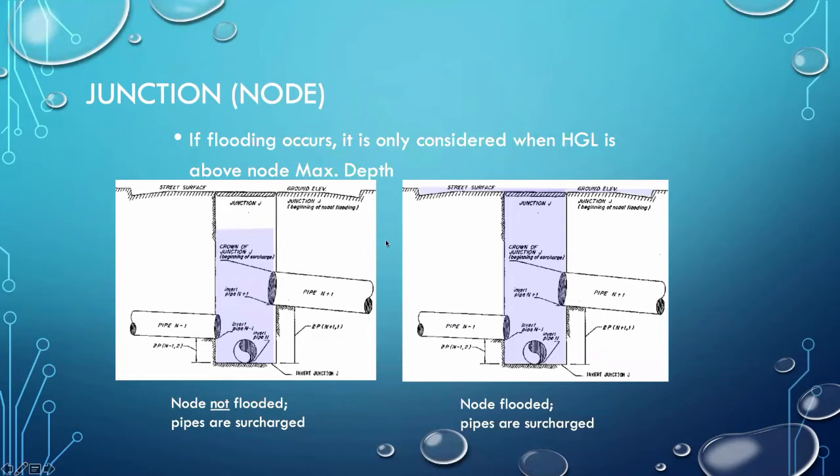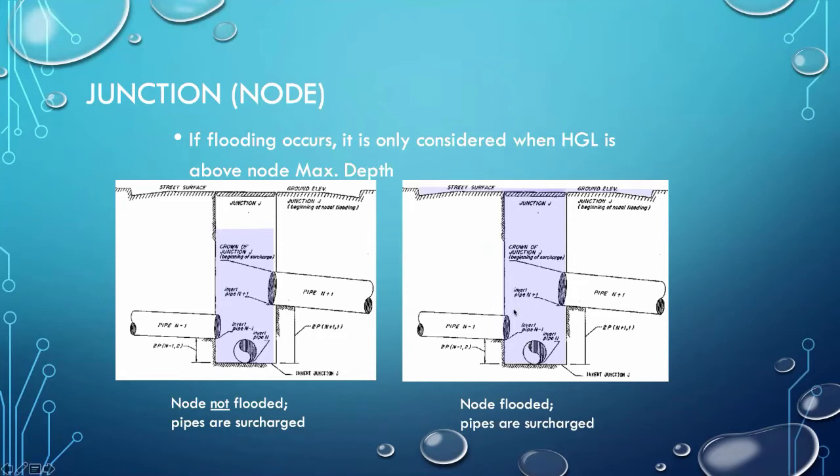So if flooding occurs, it's only considered when the hydraulic grade line is above the node maximum depth. So in this diagram on the left, the node is not flooded, but as drawn, the pipes would have to be surcharged, meaning that they're completely full. In the diagram on the right, we've drawn it with the node flooded. The pipes are still surcharged, and the flooding is shown up here in the street. And unless we, again, are clever, we can't keep track of that flooding other than to know that flooding has occurred.